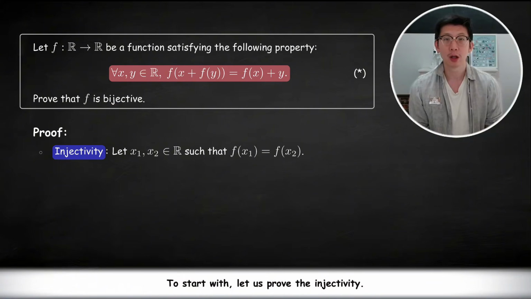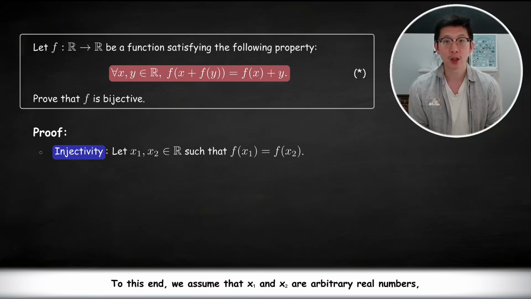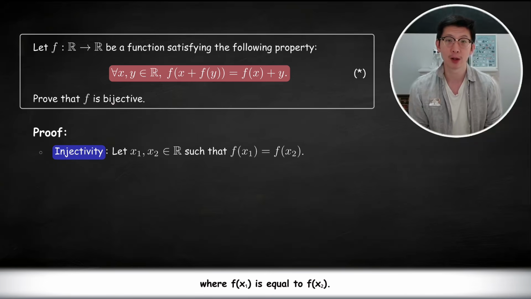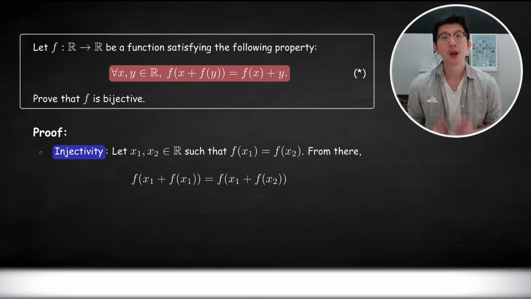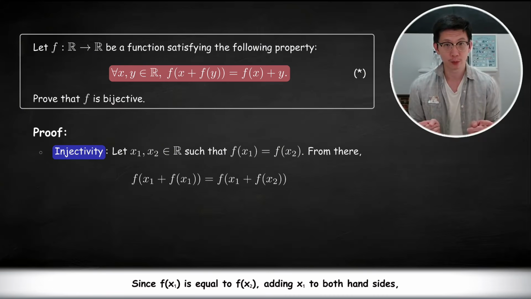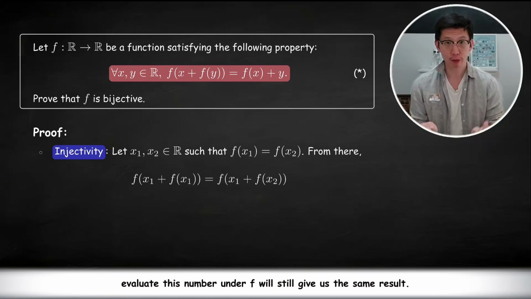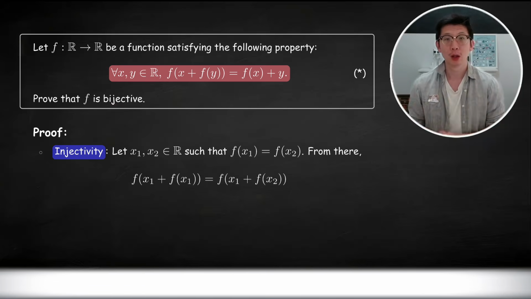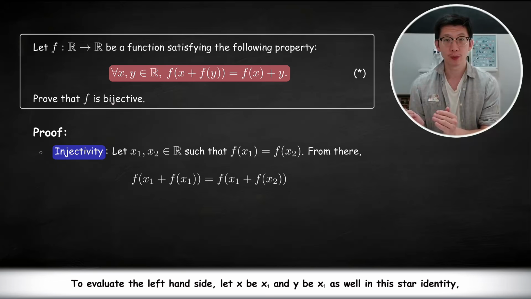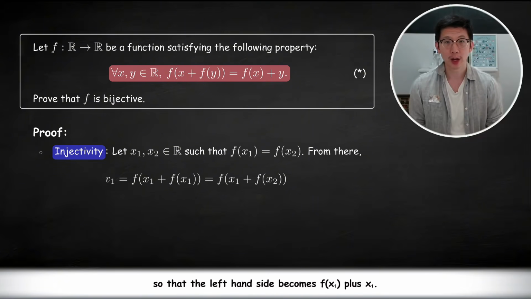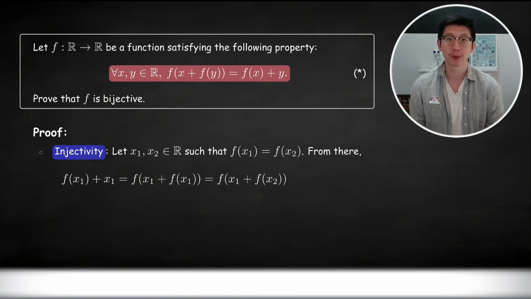To start with, let us prove the injectivity. To this end, we assume that x1 and x2 are arbitrary real numbers, where f(x1) is equal to f(x2). Since f(x1) is equal to f(x2), adding x1 to both hand sides, evaluating this number under f will still give us the same result. To evaluate the left-hand side, let x be x1 and y be x1 as well in the star identity, so that the left-hand side becomes f(x1 + f(x1)).